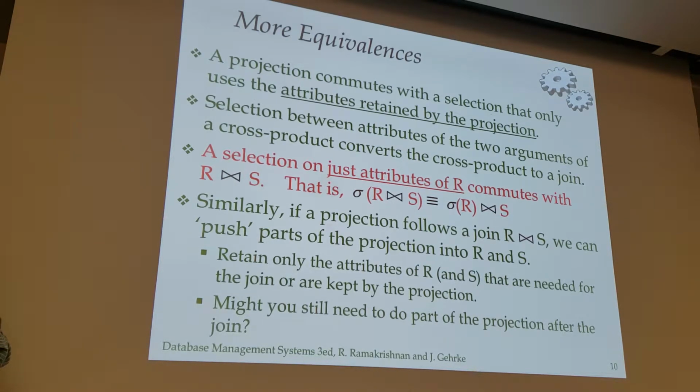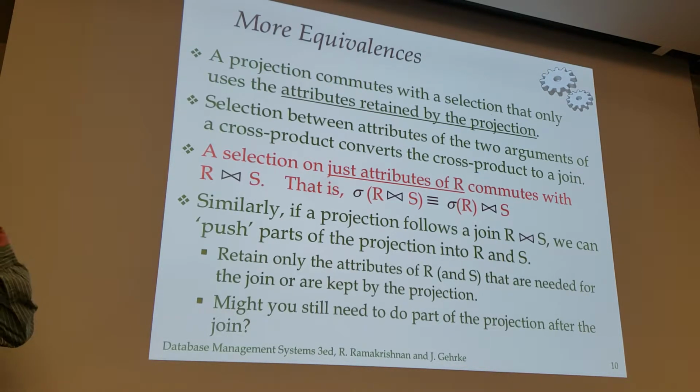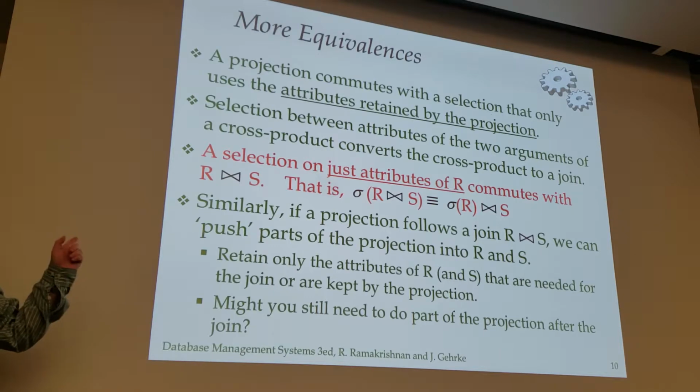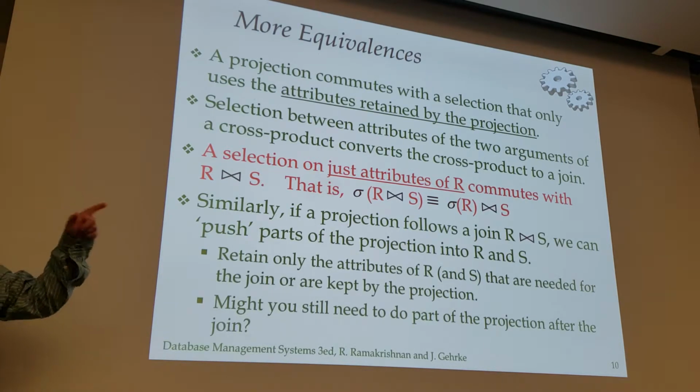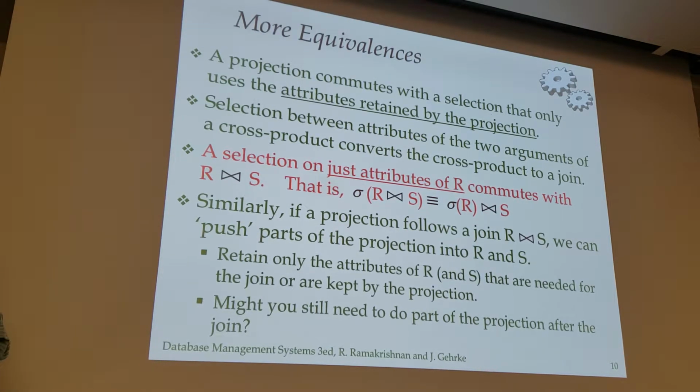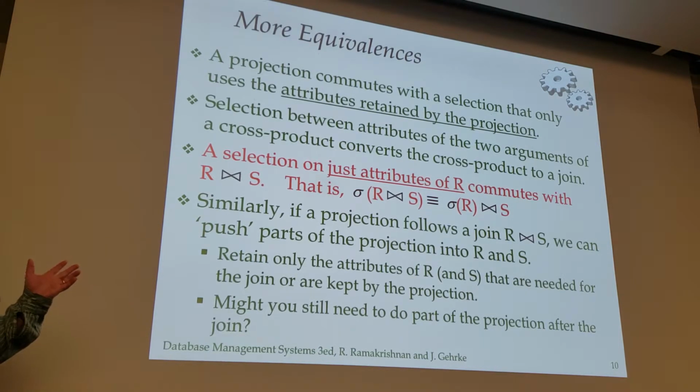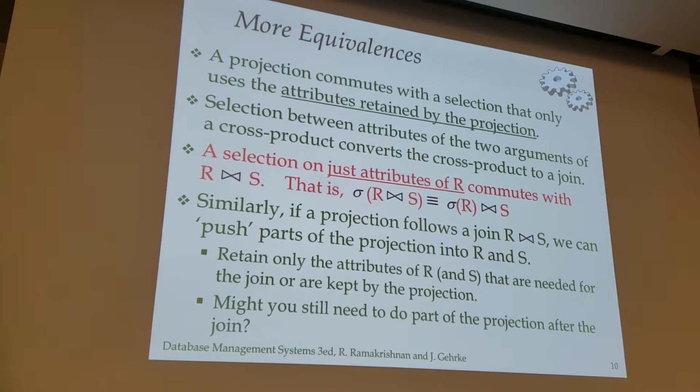And in fact, more generally, suppose that I have a selection, and there are three parts of the selection, where it's a conjunction of three parts. A selection just on R, a selection just on S, and a selection that involves both R and S. I can push the selection on R and apply it to R. I can push the selection on S and apply it to only S. And the stuff involving both R and S, I can only apply after I get both R and S together, and I do the join or the Cartesian product on them.